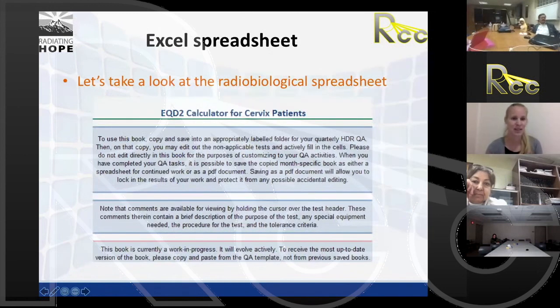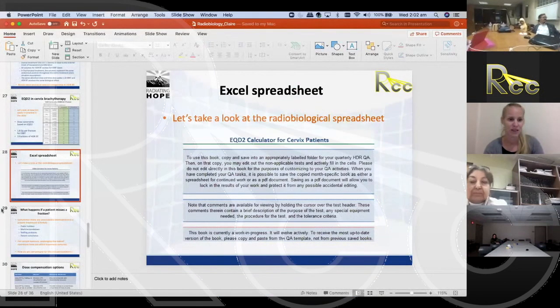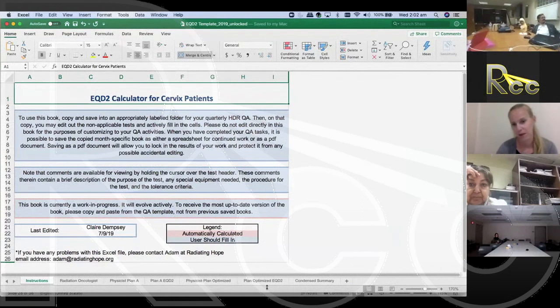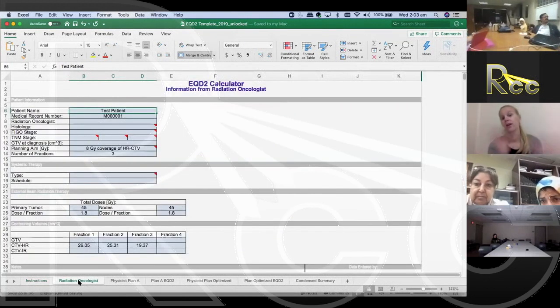So I'm going to quickly jump across to the Excel spreadsheet, which hopefully you all got a copy of. I don't know if Dan or Derek have run through this in previous weeks, but this is just our EQD2 calculator for our cervix patients. You can customize this to whatever works for your department. This is just what we've come up with that we thought might be helpful as a starting point. I put some information in here from a patient in my department, just so I've got some numbers to show you, otherwise it doesn't make sense.